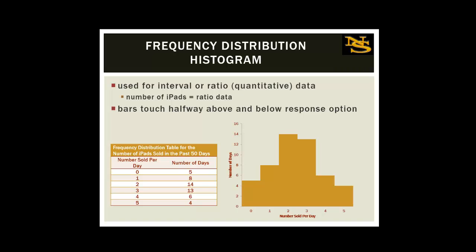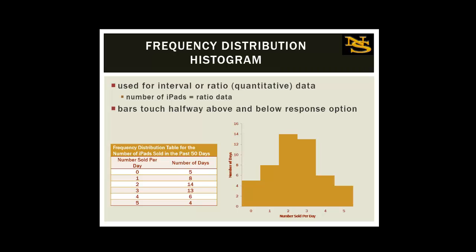And you can look at this for this data because we're looking at the number of iPads sold per day. So that table that we've been looking at. This is a ratio variable because number of iPads sold, you know not only the magnitude of the difference between each value, but you also know the direction of the difference.